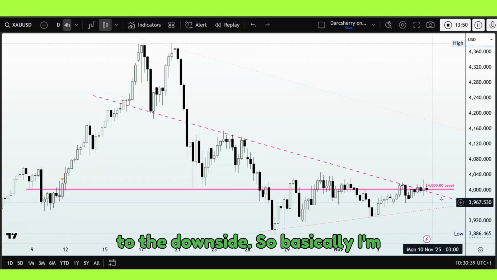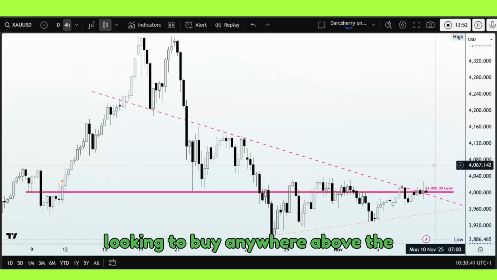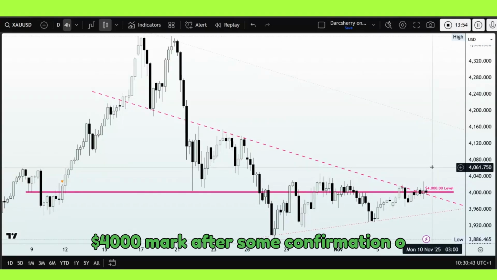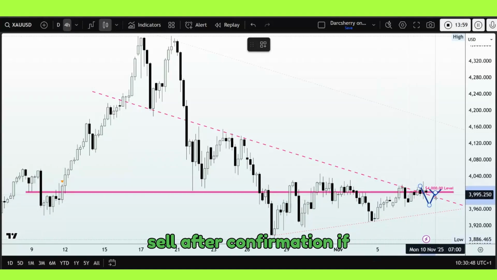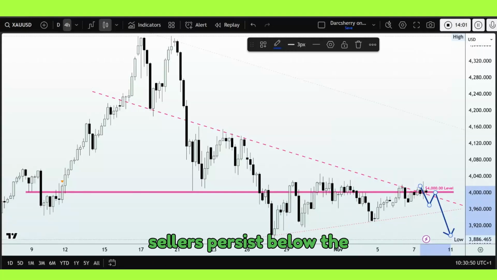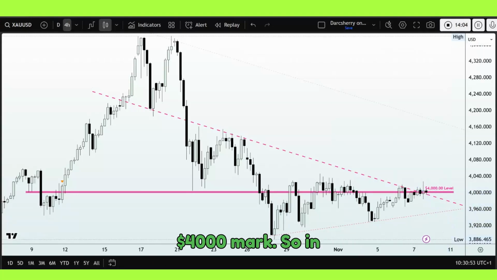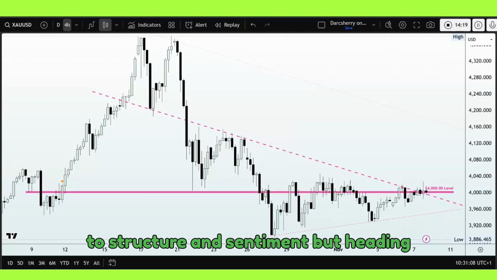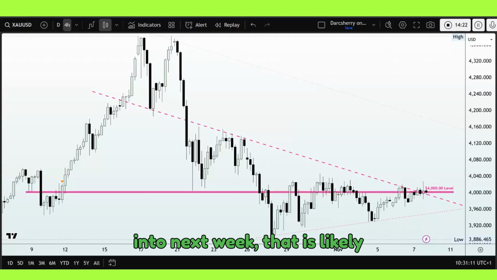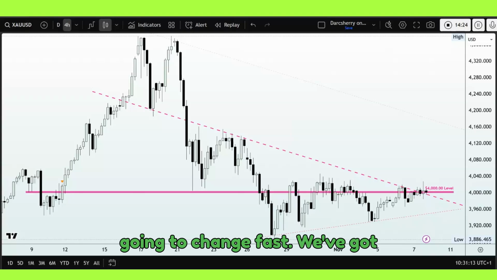So basically, I'm looking to buy anywhere above the $4,000 mark after some confirmation, or get ready to sell after confirmation if sellers persist below the $4,000 mark. So in summary, last week's market was quieter than usual. No NFP, limited data, which meant markets were mostly reacting to structure and sentiment. But heading into next week, that is likely going to change fast.